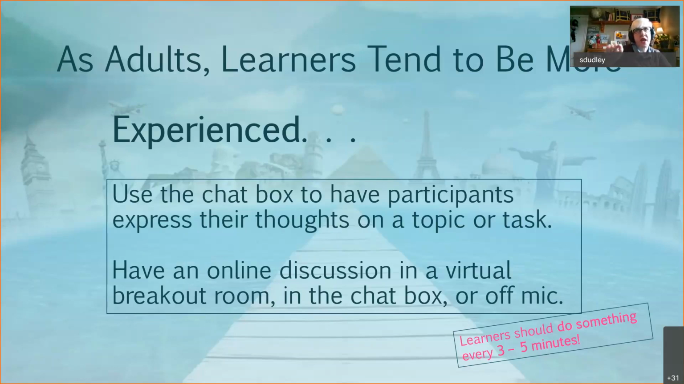So if you, in your chat box, you see that right now you're chatting to everybody, but you can click that down arrow and you can find just one person. So you could partner people off and have them chat one-on-one. And so you could have a pseudo partner discussion that way, even though we don't have breakout rooms. But remember, learners should do something every 3 to 5 minutes. So talking in the chat box or coming off their mic, doing something.